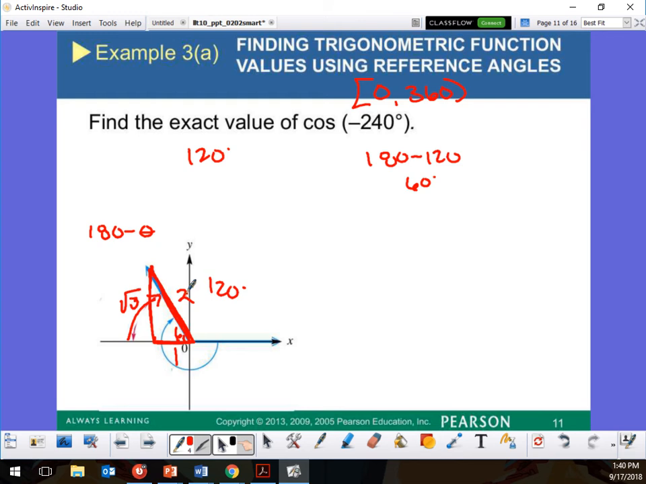Okay, so let's go through and find the exact value of cosine. So cosine of 60. What is adjacent to 60? -1. Very good, so it's -1 to the left, so there's adjacent. What is my hypotenuse? 2. So cosine of -240 gave me -1/2. That's confusing, but okay, I got it. Make sense? Hopefully?